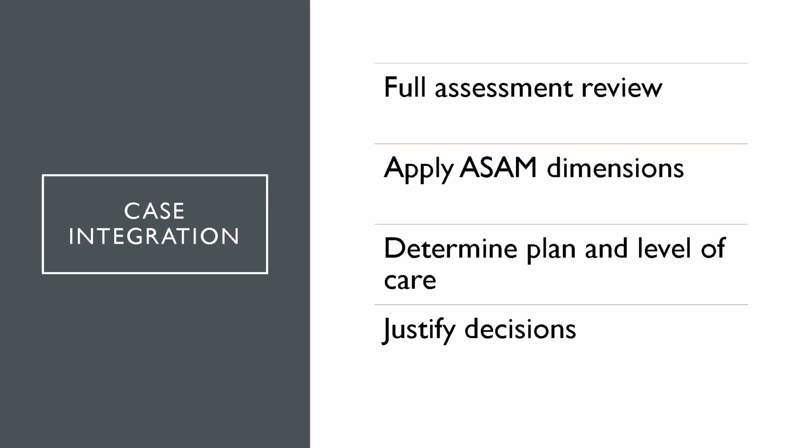This is the part that a lot of counselors skip or rush through, but it's essential here because you need to be able to explain your reasoning clearly. So you might say, given the client's relapse history and a limited support system, a higher level of care is recommended to provide additional structure and reduce the risk. And this level of clarity is especially important in court or professional settings.